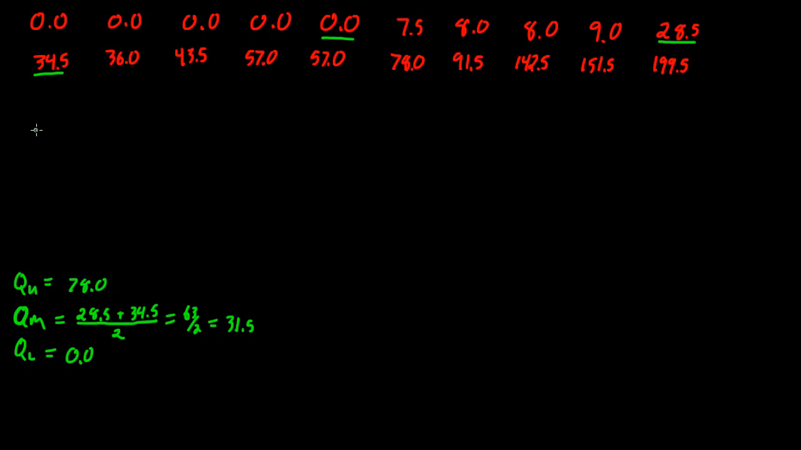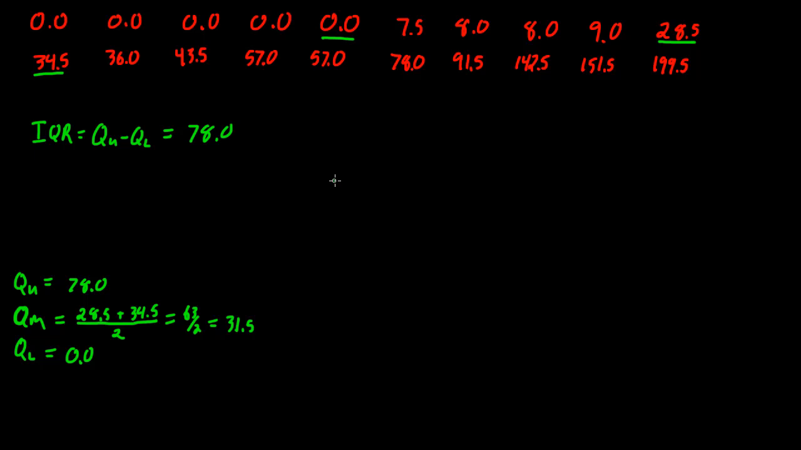And the last thing that we talked about was our IQR. So we have our IQR is equal to our Q upper minus our Q lower. So our Q upper is at 78.0 and our Q lower is at 0.0. So if we do 78 minus 0, we just get our interquartile range of 78.0.